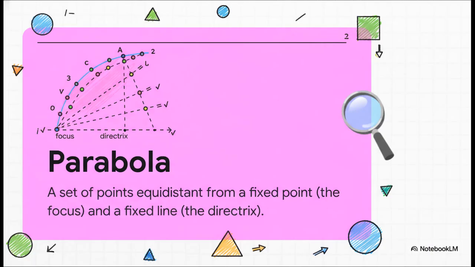Okay, here it is. This is the secret. A parabola isn't just a random shape, it's a collection of points. And every single one of those points has to follow one simple law. It must be the exact same distance from a special point called the focus as it is from a special line called the directrix. Equidistant, that's the magic word. That is the key to everything.